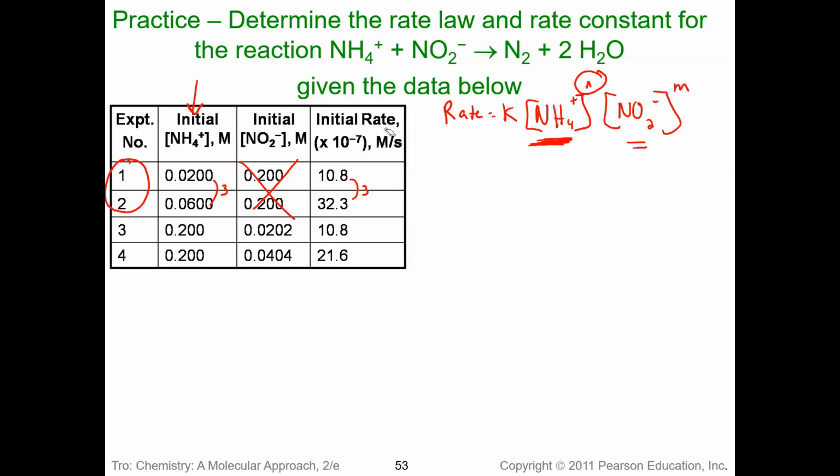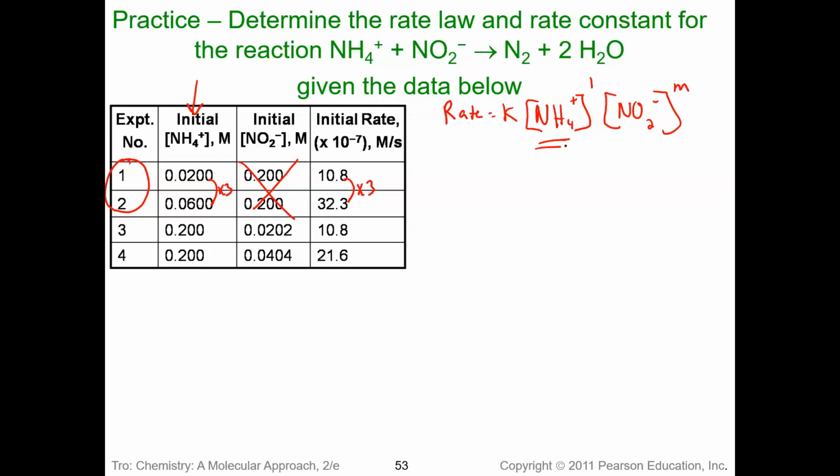Remember, if whatever happens to the change in the concentration of your reactant also happens to your rate, that means this is a first order reaction. So it's first order with respect to NH4. Why? This went up by 3, and this also went up by 3. First order, directly proportional.